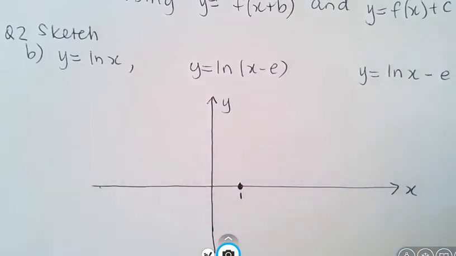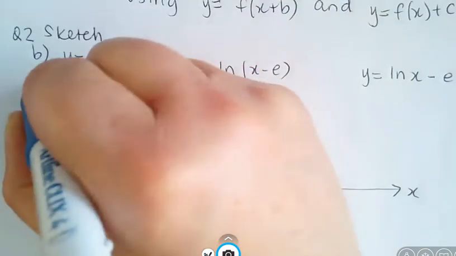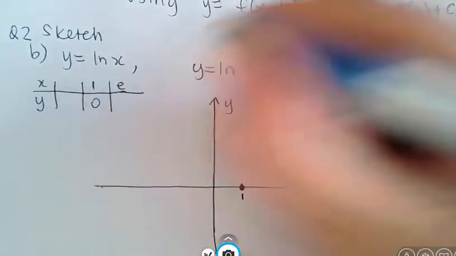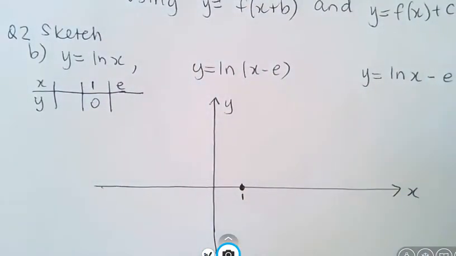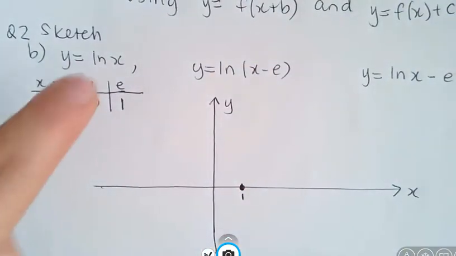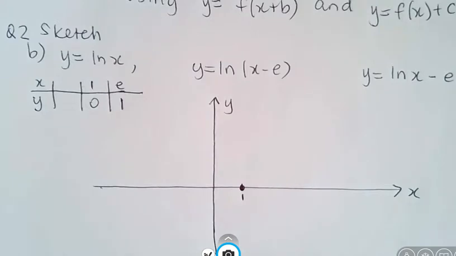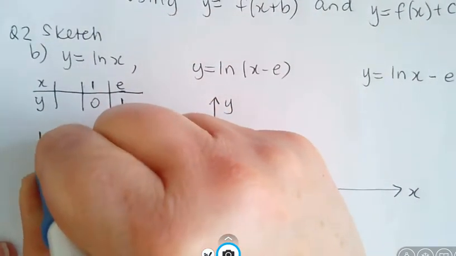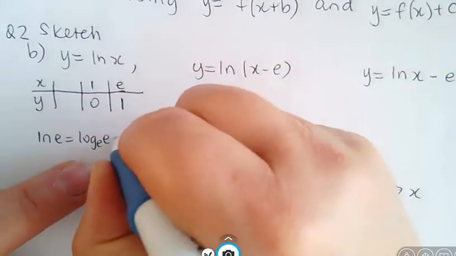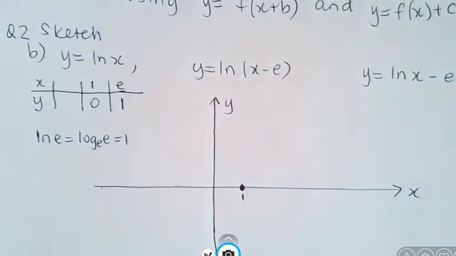What's ln e? So here, I'm doing a little table of values. X, Y. ln 1 is 0. ln e is, anyone know ln e? Log to the base e of e. Okay, grab your calculators, girls, if you're not sure. ln e is 1. So ln of e, ln means log to the base e. So ln e is log to the base e of e. Remember that rule? That equals 1. So do ln 1 first. Make sure you get 0. ln e is 1. That's why I chose it.